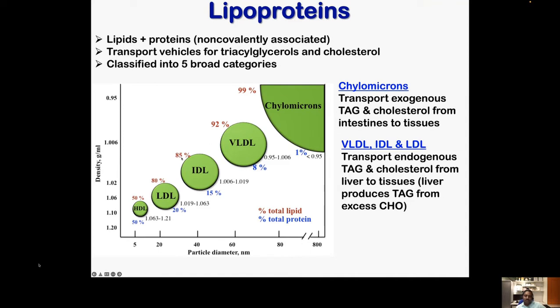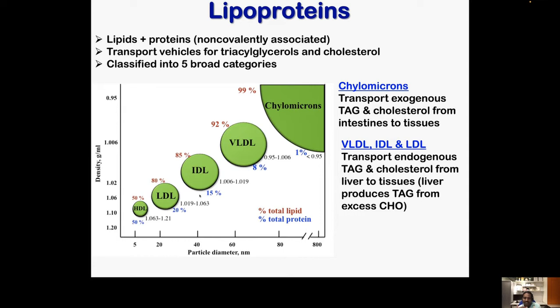So what are the roles of these molecules? Basically, they are all low density lipoproteins, but in different sizes with different amounts of TAG and cholesterol. So they transport endogenous triacylglycerol and cholesterol from the liver to the tissues. The liver produces TAG from excess carbohydrates. It's really important to meet the body's demand.